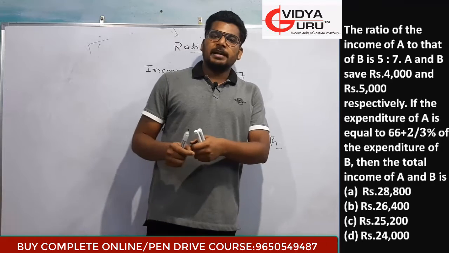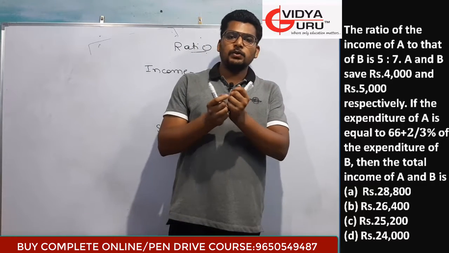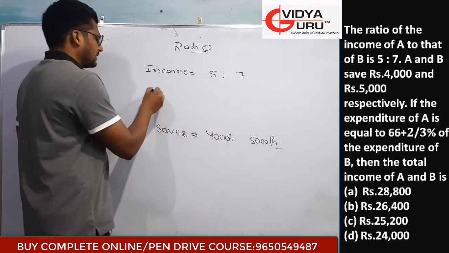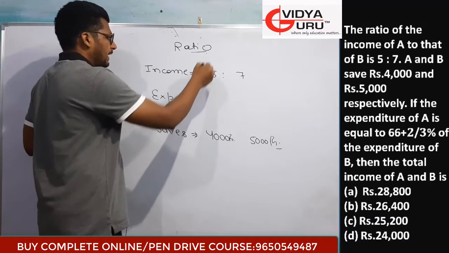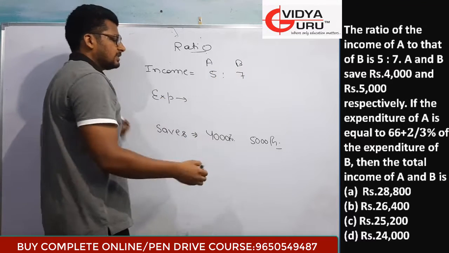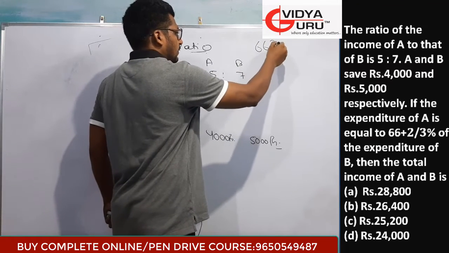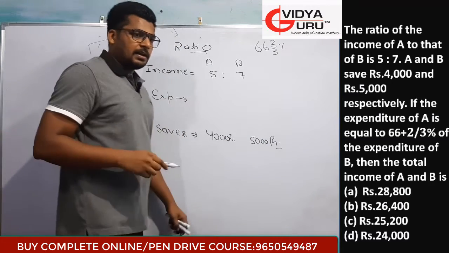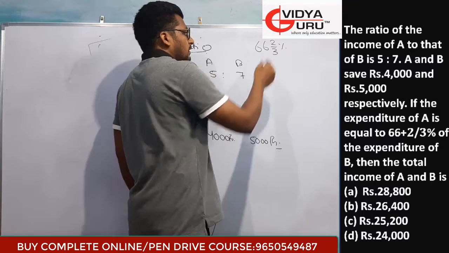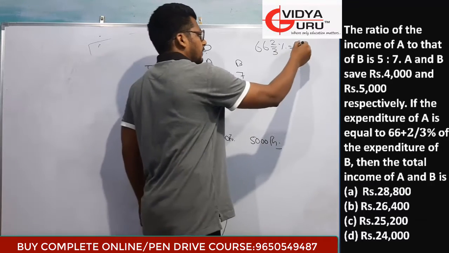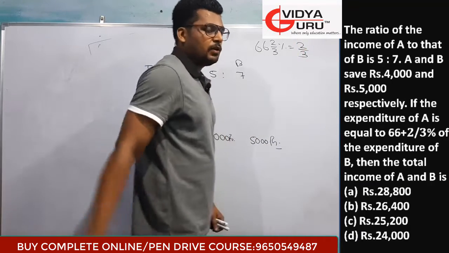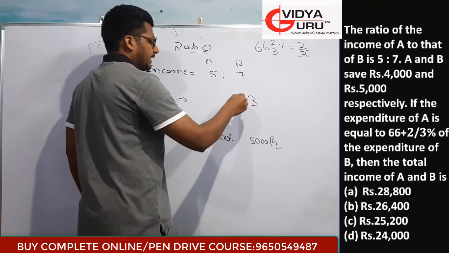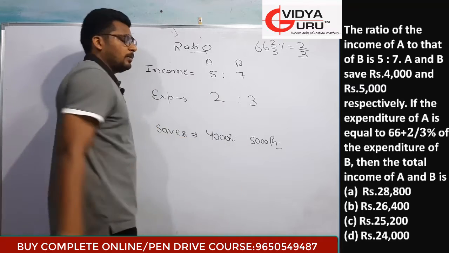The ratio of expenditure is also given, that A is equal to 66 whole 2 by 3 percent of B. Expenditure is also given. What will be the fraction value of 66 whole 2 by 3? 2 by 3 is the fraction value of this. Now it says A is 66 whole 2 by 3 of B. That means if B is 3, A will be its 2 by 3, that means it will be 2.